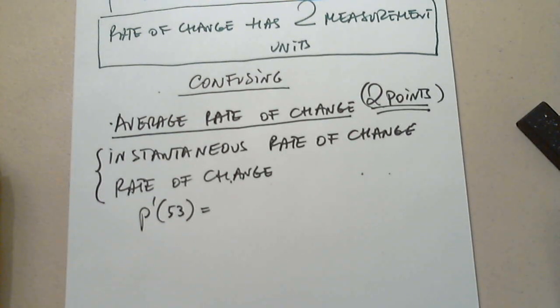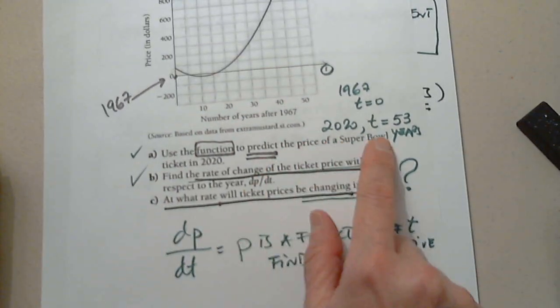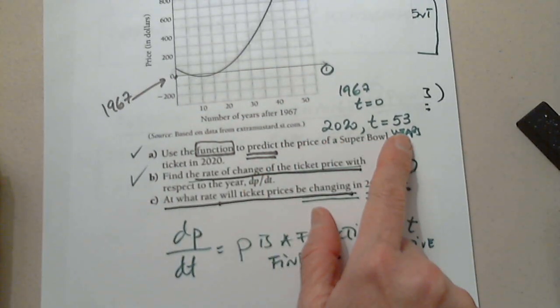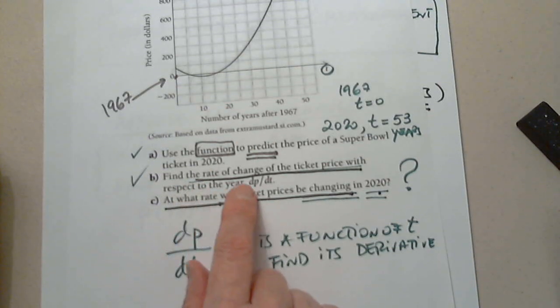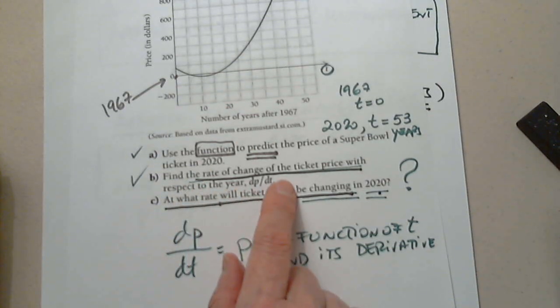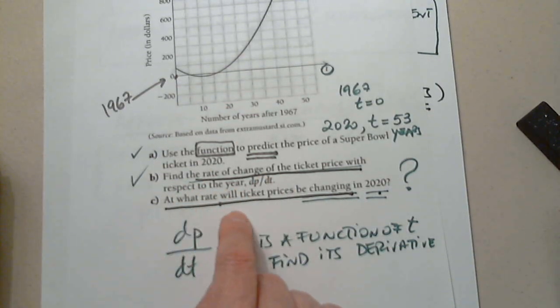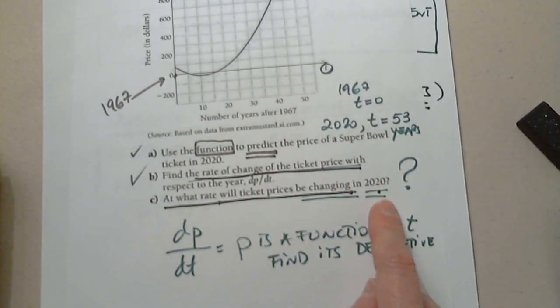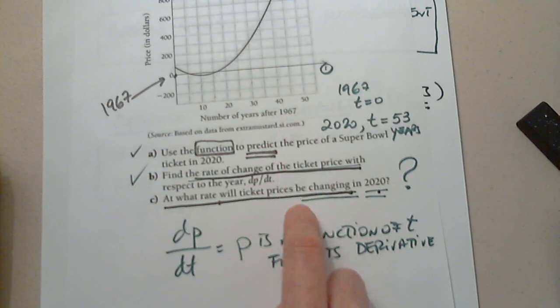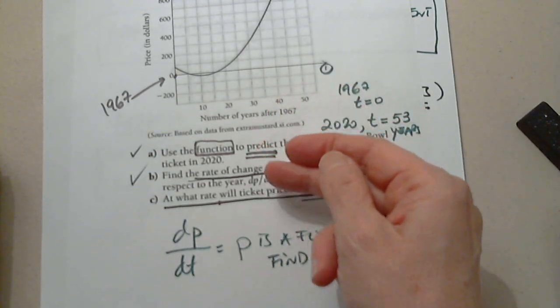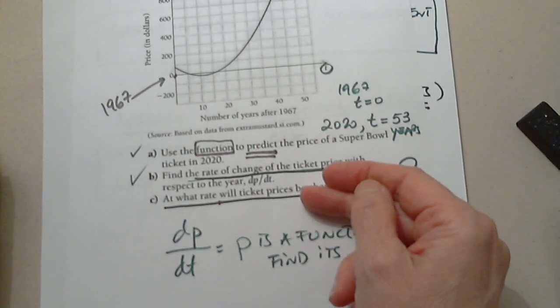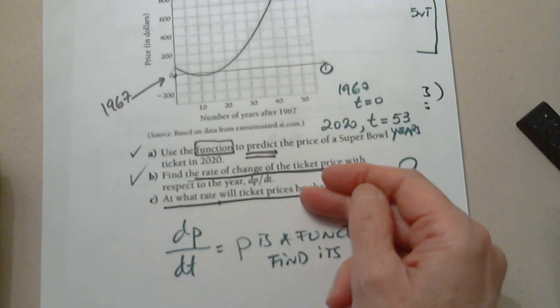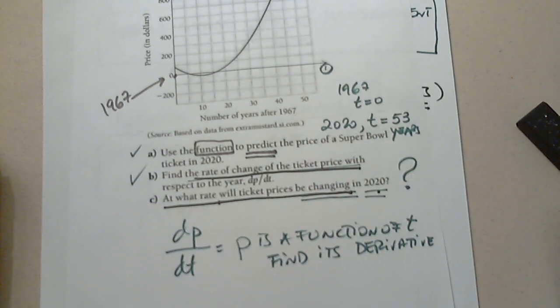So in the previous question, I was asked to find P of 53. Then I was asked to find the function that gives the rate of change. Now I'm asked to evaluate the function that gives the rate of change 53 years since 1967. Do you understand the difference between these three? Should I repeat the difference between these three questions?